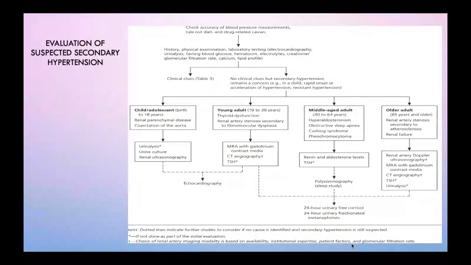So this busy slide is an algorithm, just to help you in terms of the evaluation of a patient who may be suspected of having a secondary cause for their hypertension. It's broken down according to age and which investigations may need to be conducted to narrow down and pinpoint the secondary cause for the hypertension.